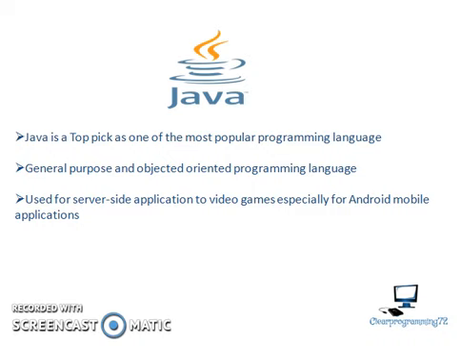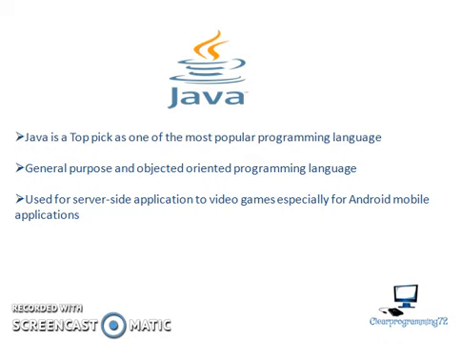Java is a general purpose and object oriented programming language which was developed by James Gosling in 1995. Java was an open source programming language and these days it's not open source, but still Java is the most popular programming language. It is used for server-side applications to video games, especially for Android mobile applications. If you want to be an Android developer, if you want to build Android mobile apps, then you need to learn Java as your programming language.